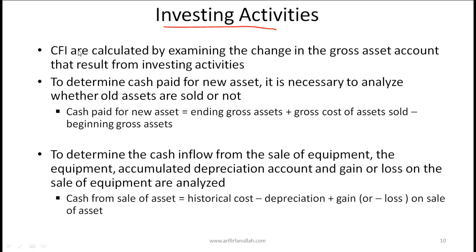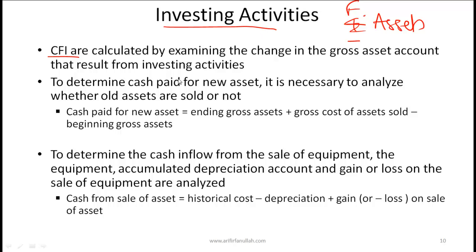Investing activities. As far as investing activities are concerned, CFI, or cash flow from investment, is calculated by examining the change in gross asset accounts that resulted from investing activities. Basically, what we are saying is that we need to see how much money we spent on our fixed assets, which is the money out, versus money that comes in on fixed assets and other investments.